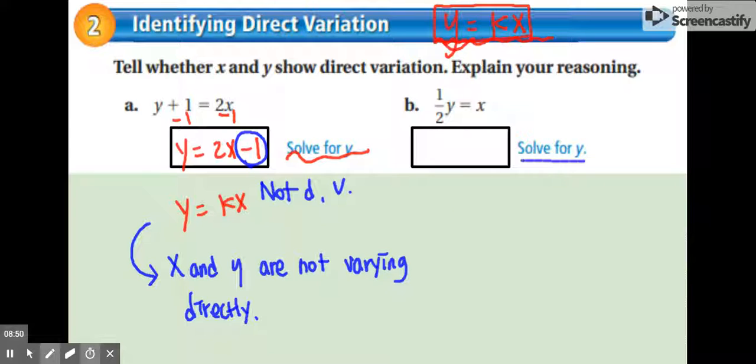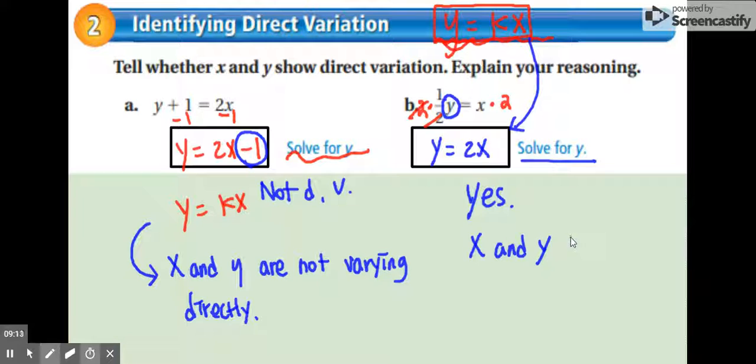Question B, solve for y. Also, you isolate y. How do I isolate y? We multiply by 2, so it will be gone. y is equal to 2x. So now, is it y is equal to kx form? Yes. So you can say x and y vary directly.